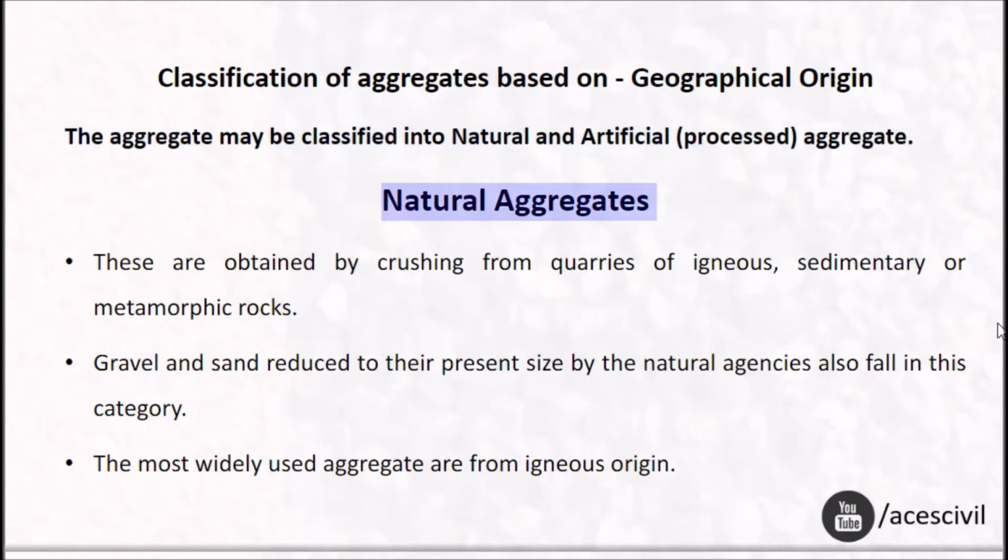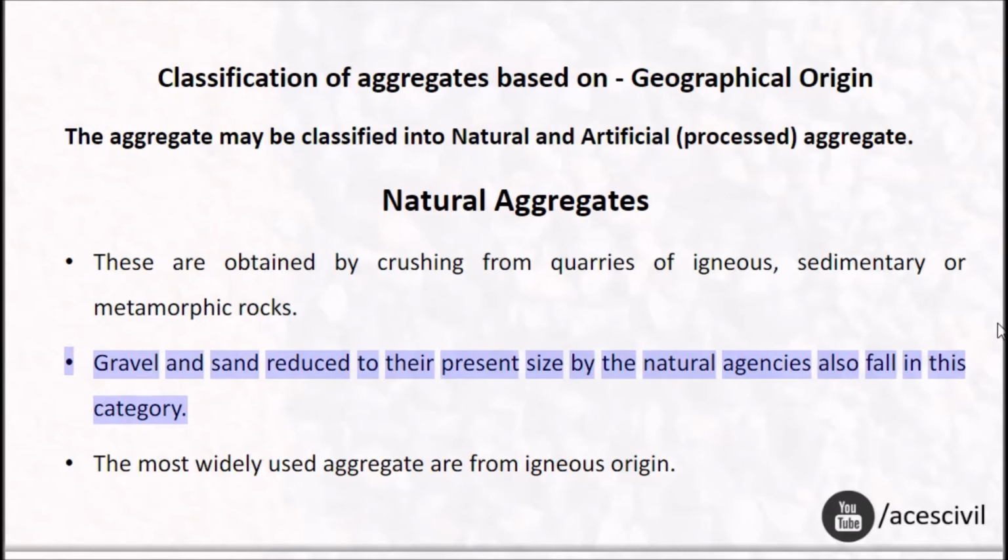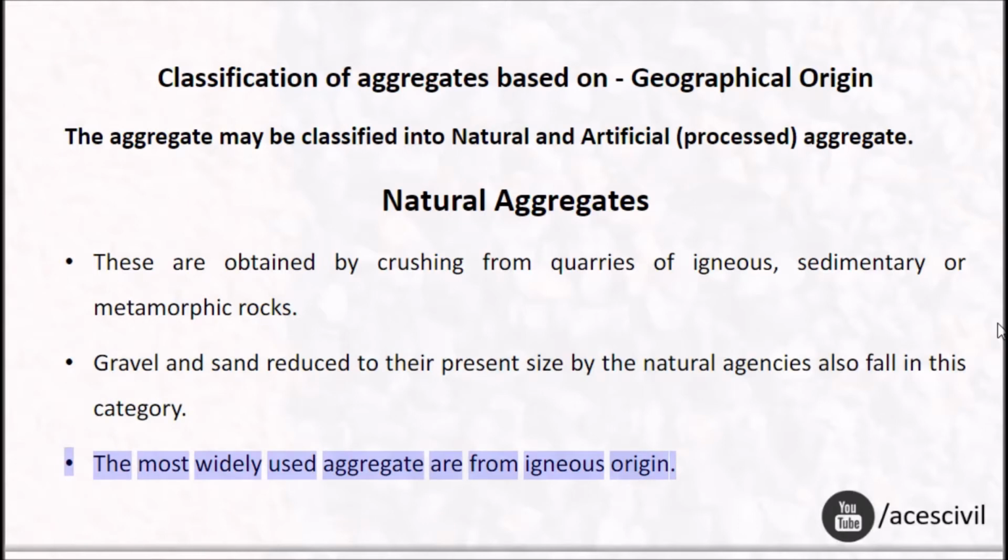Natural aggregates. These are obtained by crushing from quarries of igneous, sedimentary, or metamorphic rocks. Gravel and sand reduced to their present size by natural agencies also fall in this category. The most widely used aggregates are from igneous origin.